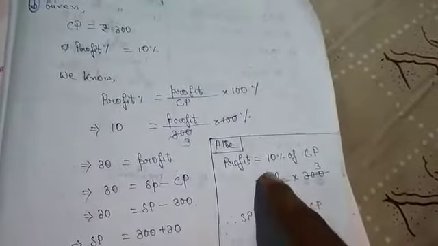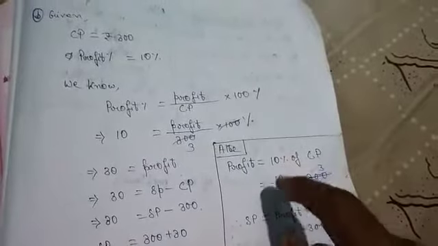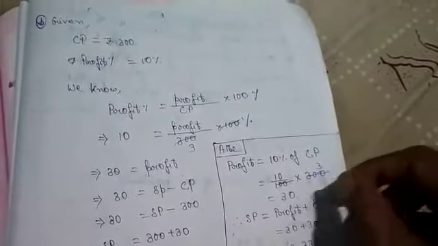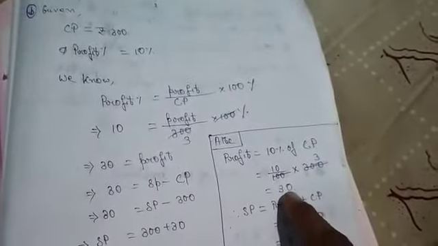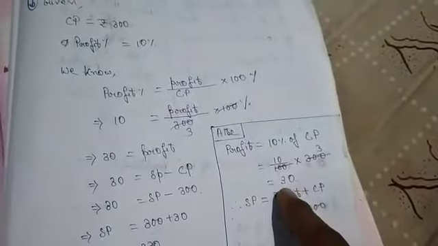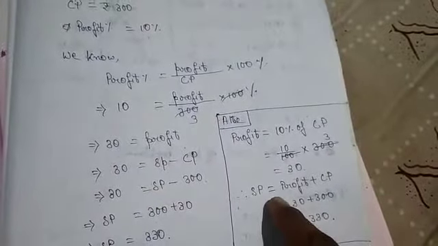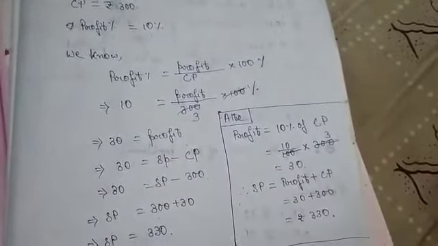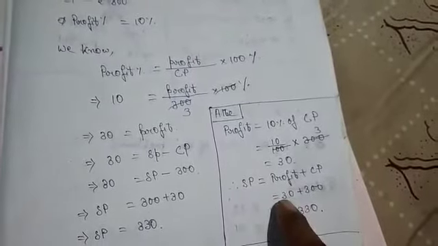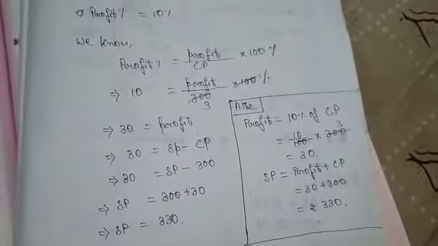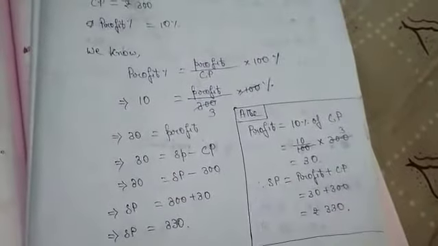Since we have made a profit of 10%, that means 10% of CP, whatever it may be, that will be the profit. So 10% of CP will be rupees 30. And the selling price, we know, is profit plus CP. So profit is given as 30, CP is 300, so selling price is rupees 330. So this way, you can do it by either of the methods.